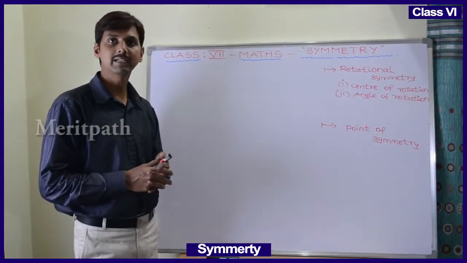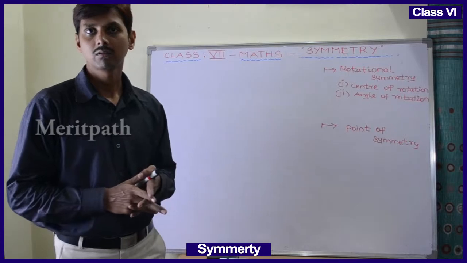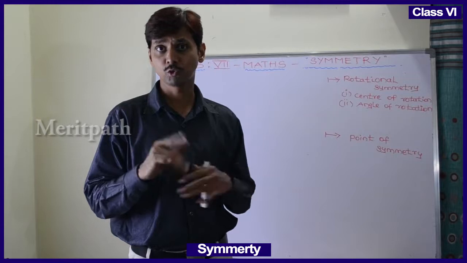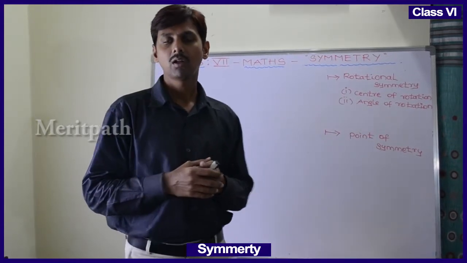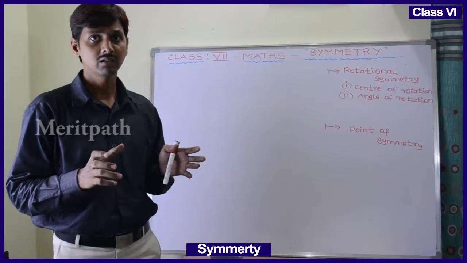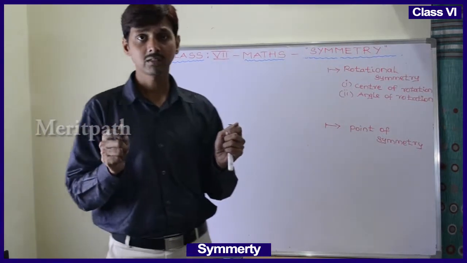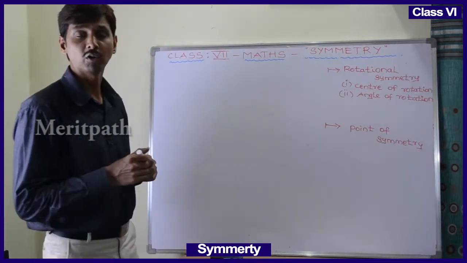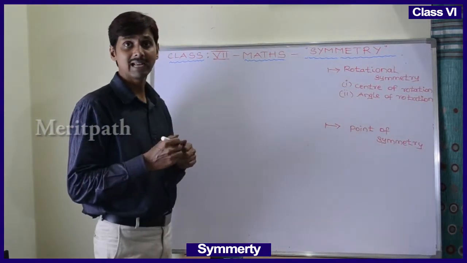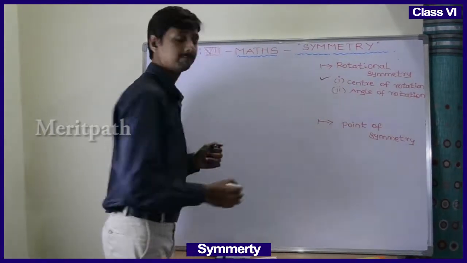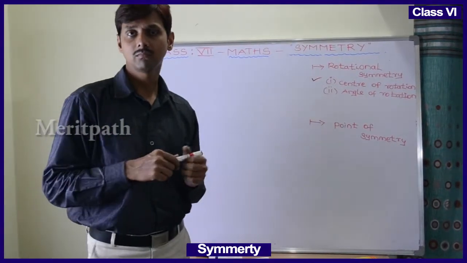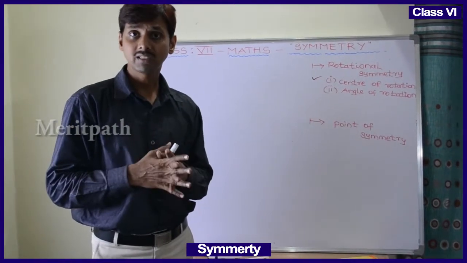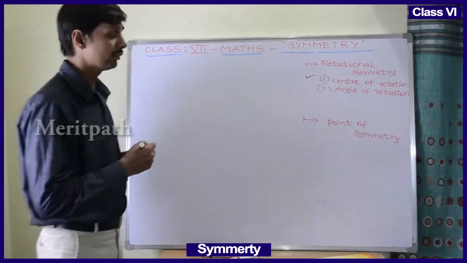About rotational symmetry. When we turn an object, its shape and size do not change. When we turn an object about a fixed point, that fixed point is called the center of symmetry. During the rotation, the angle made by the object is called the angle of rotation.